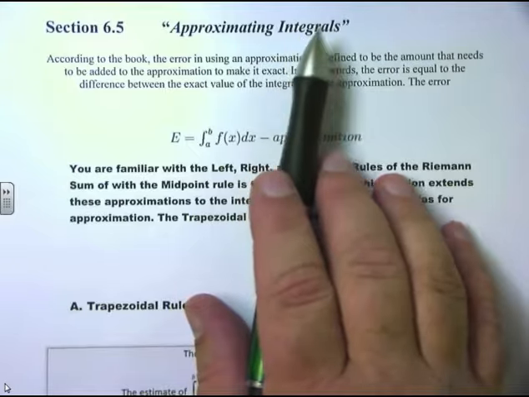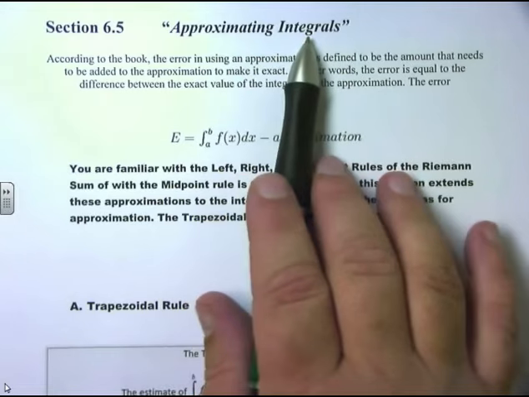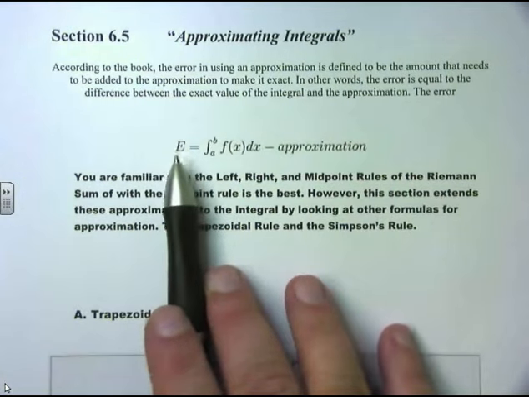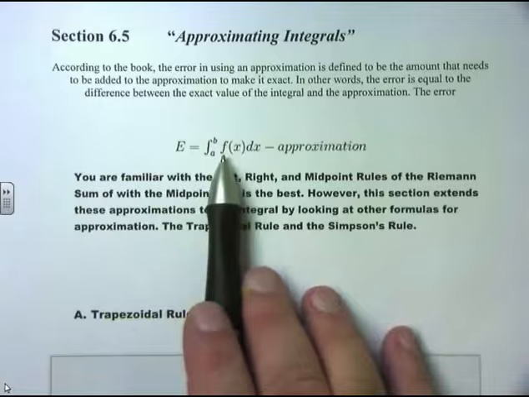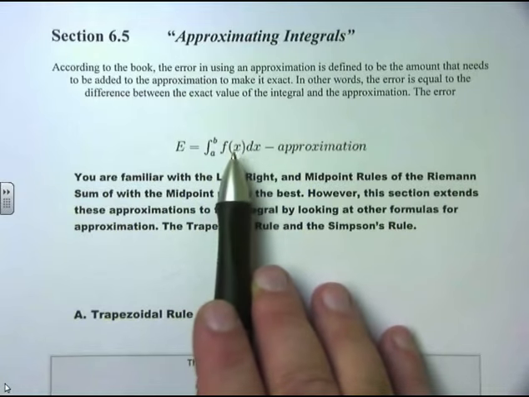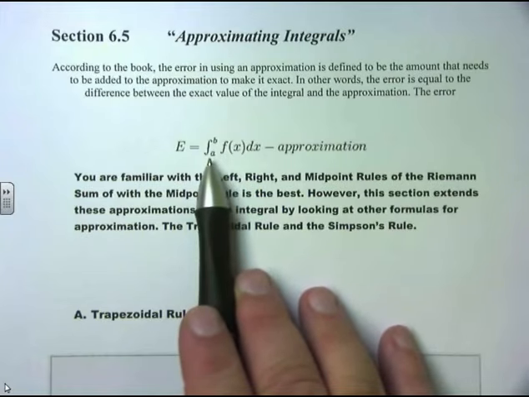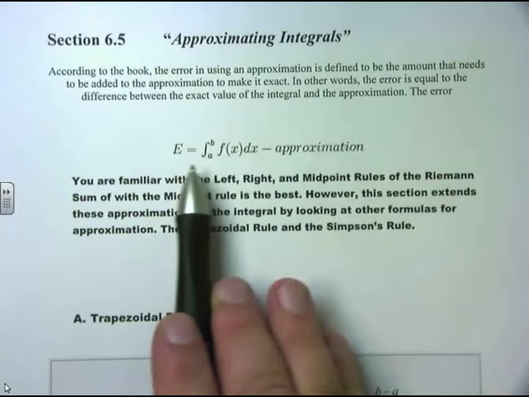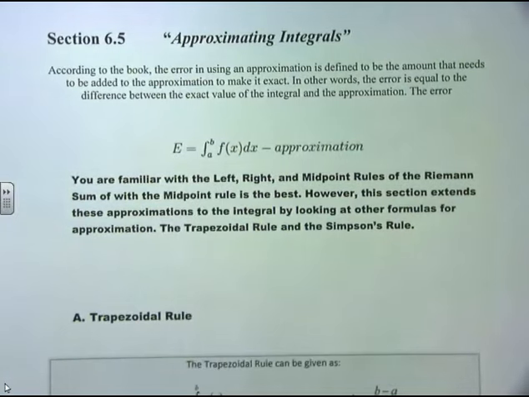Well, the first thing we want to talk about is when you start approximating integrals, you have something called error. We're defining error to be the true integral, the integral from a to b of f of x dx, the exact value of the area under the curve, minus the approximation. We call that the error of the approximation.